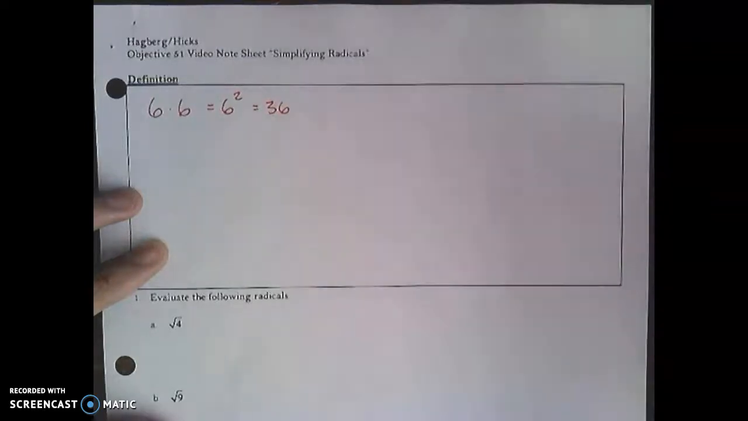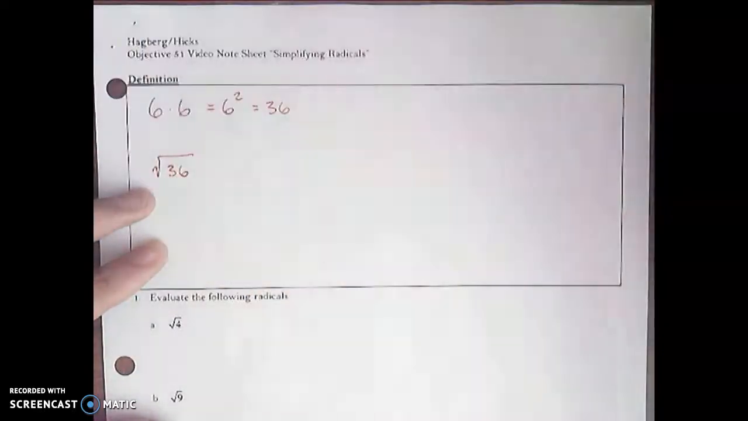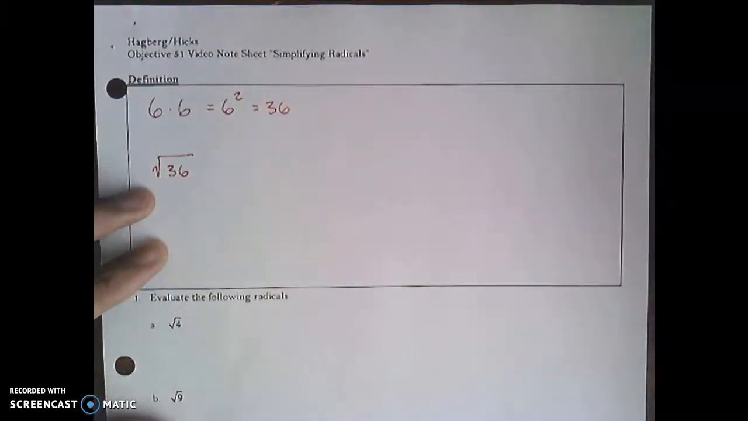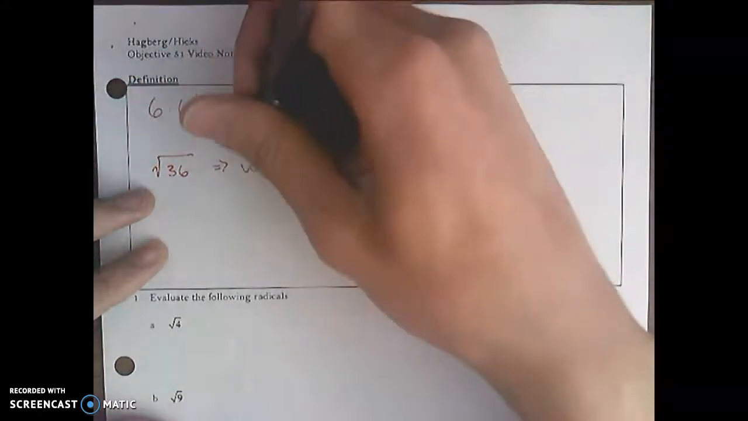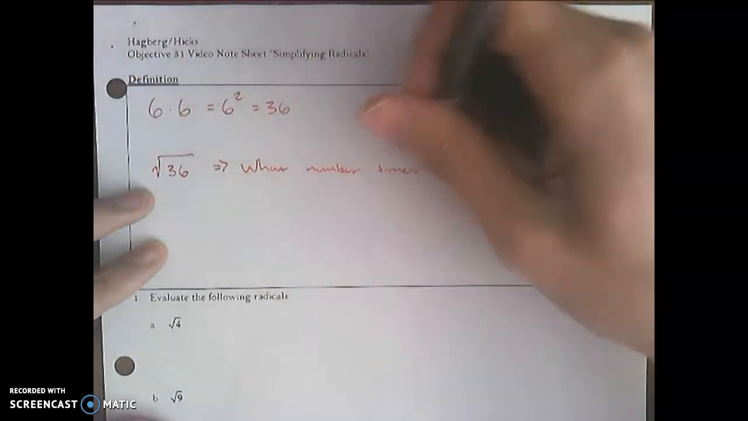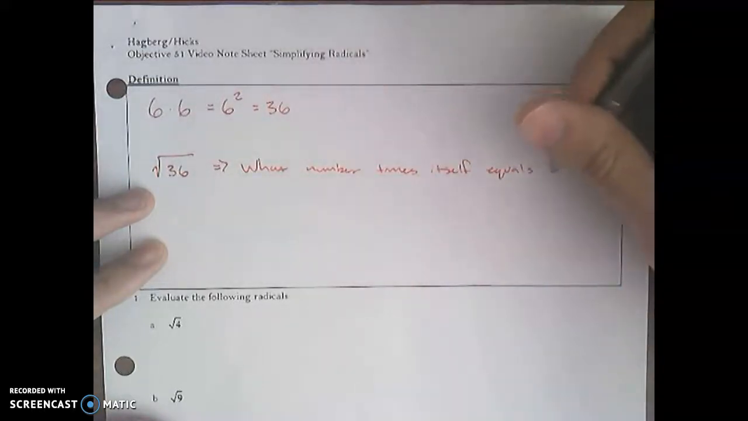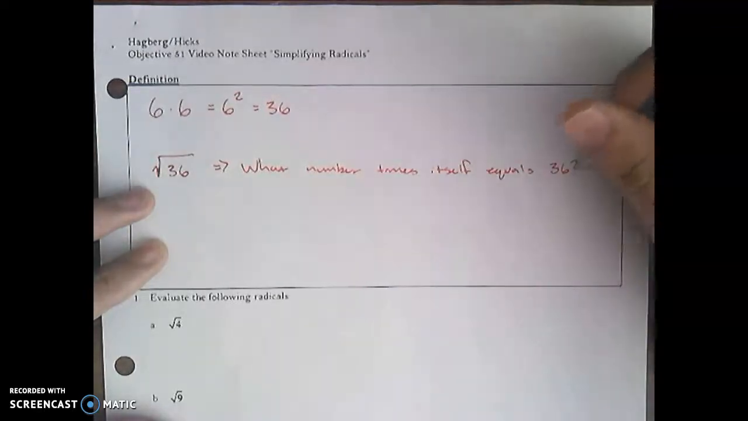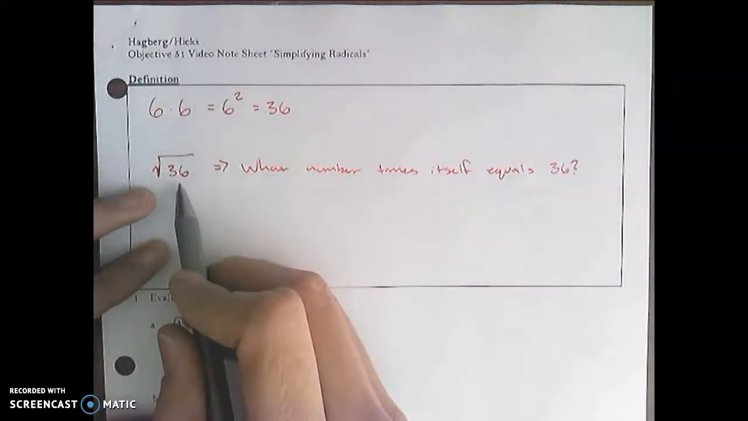Today I want to talk about radicals. I want to talk about roots. So a radical looks like this. This one in particular is the square root. Let's talk about what is the square root of 36. So what this means here, we have the square root of 36. This means what number times itself equals 36. So anytime we have a square root and a number underneath, we're asking what number times itself gives us that number underneath the square root.